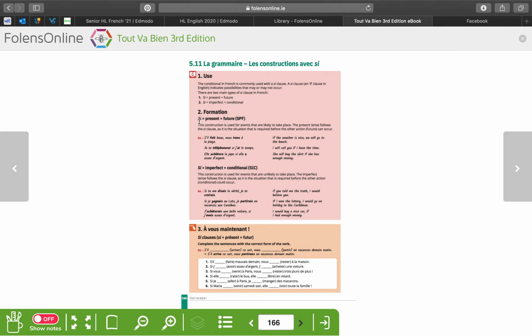So I'm looking for C plus the present plus the future. If, that's C. The weather is, that's the present tense. We will go to the beach, that is the future tense. So you'll see those over here.